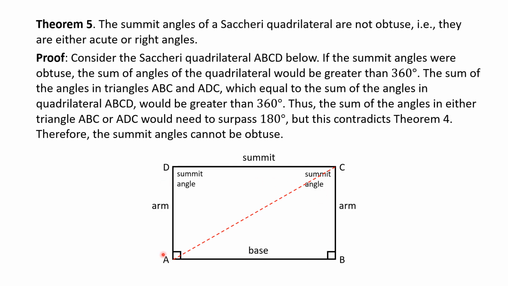the sum of these four angles at A, B, C, and D would be greater than 360. But the sum of the angles in the triangles ABC and ADC, which equal the sum of the angles in the quadrilateral ABCD, would be greater than 360. Thus, the sum of the angles in either ABC or ADC would need to surpass 180, but we know that it's not possible because of Theorem 4, which we proved on the previous slide. Therefore, the summit angles cannot be obtuse. They must be less than or equal to 90 degrees.